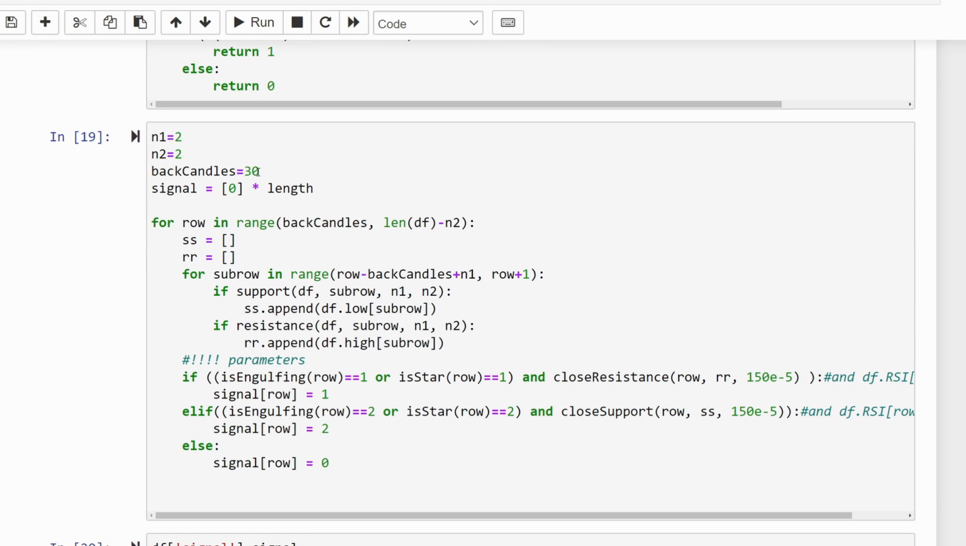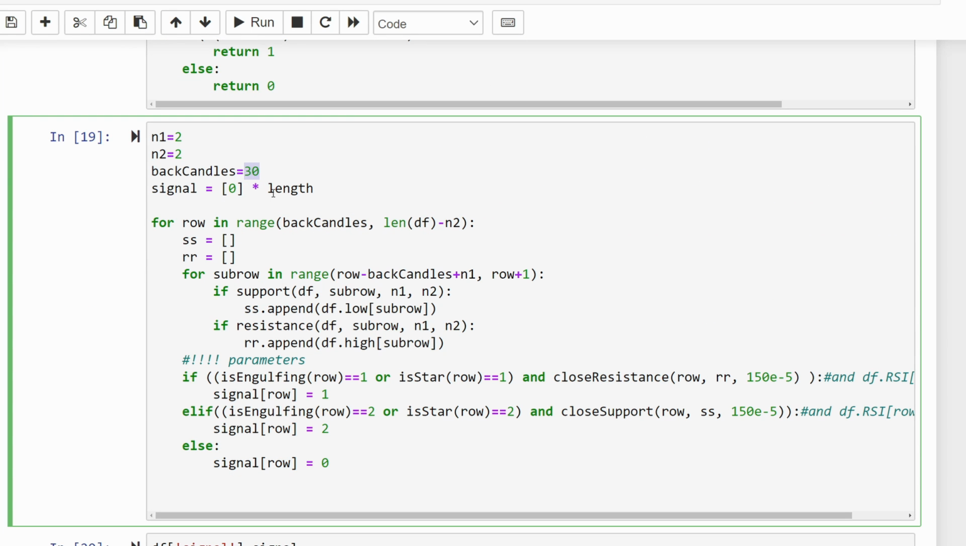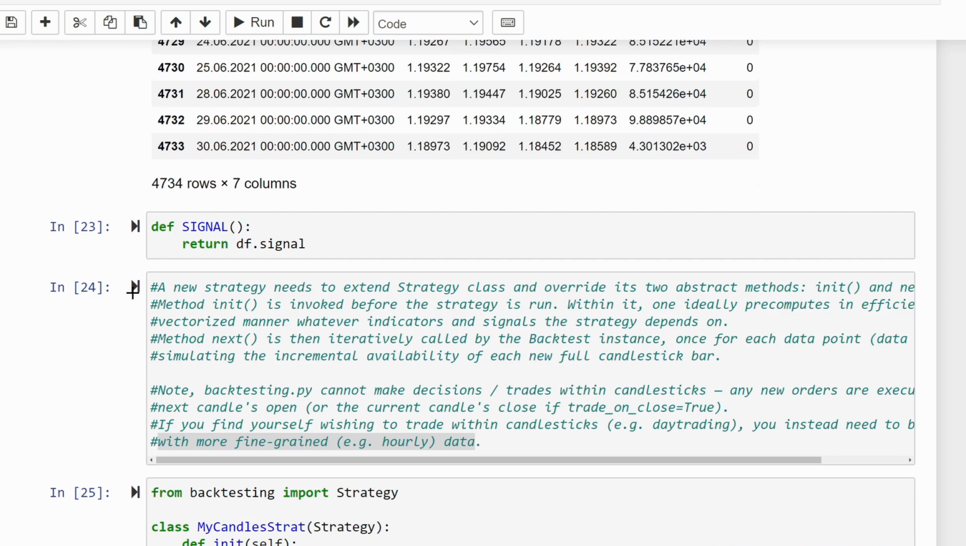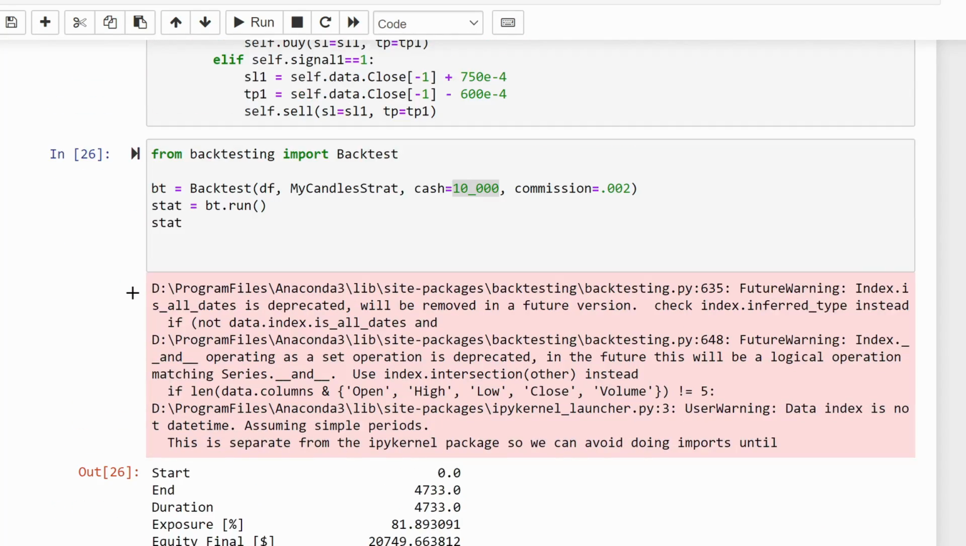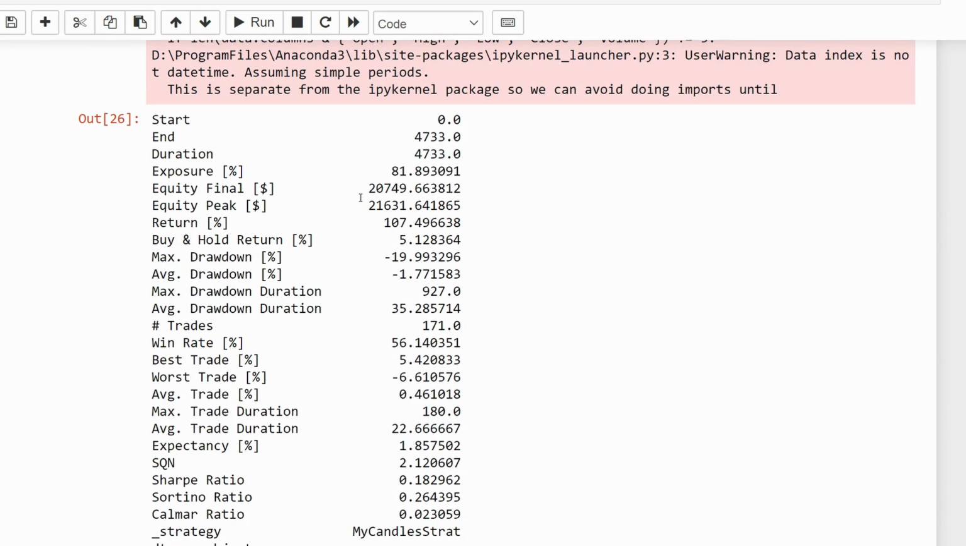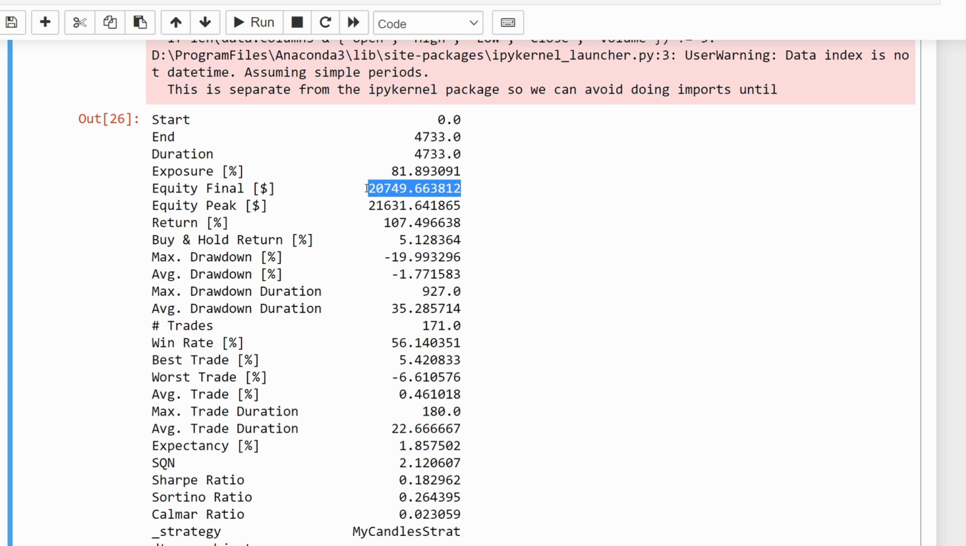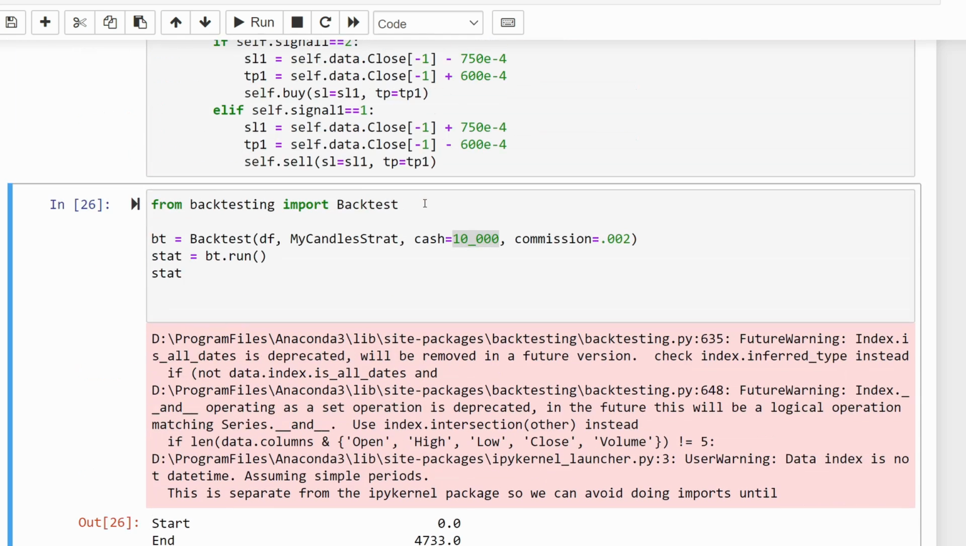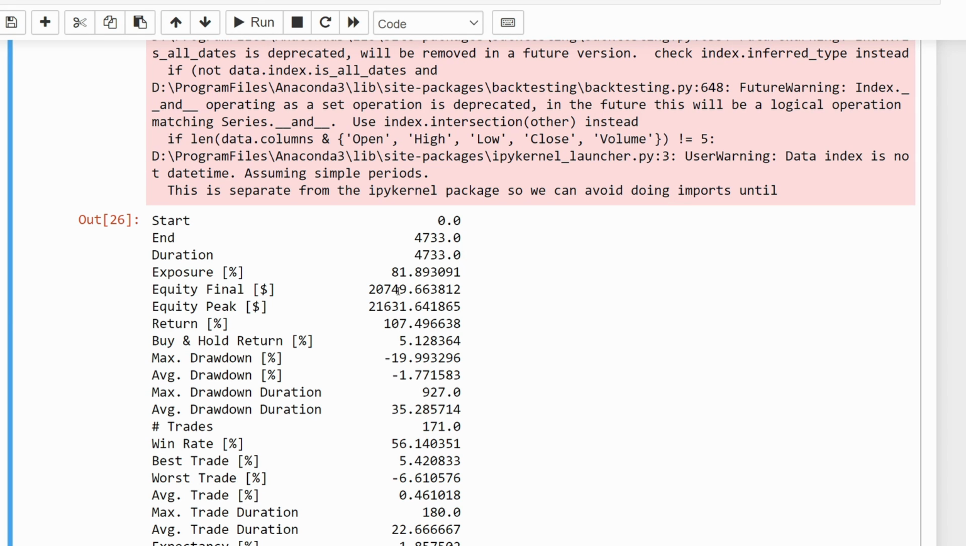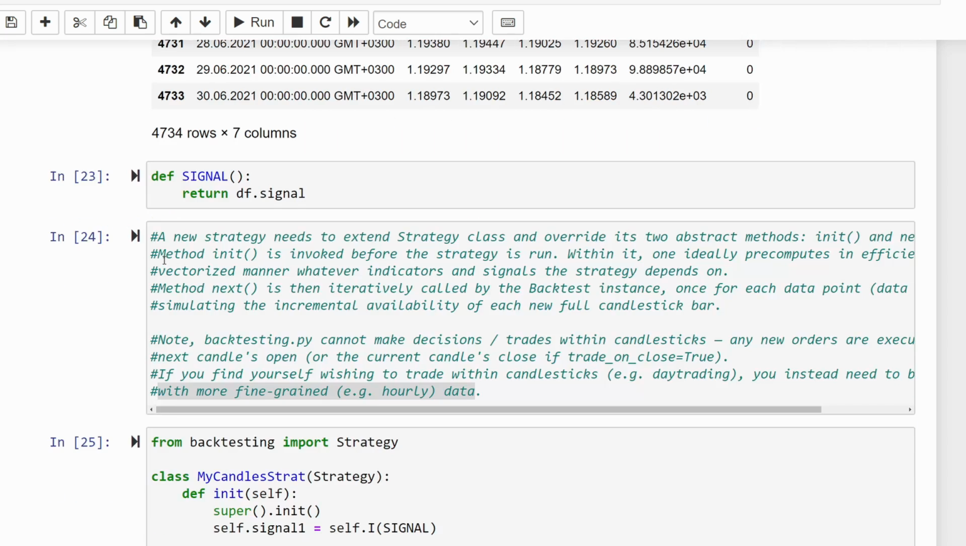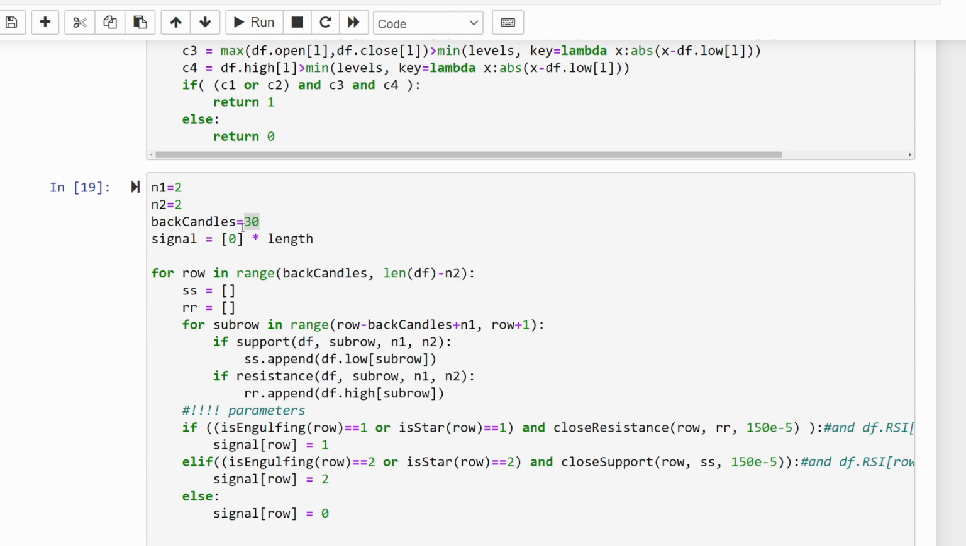So now we are considering only 30 days from the candle backward to check the support and resistance levels. And we are going to see what results we are going to have. So we have $20,750 on top of $10,000. I think this is better. As you can see, we have 107.5% of return.